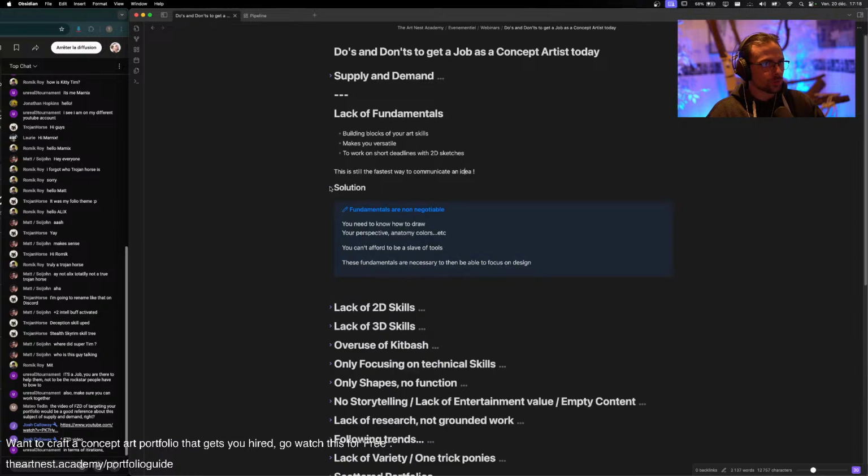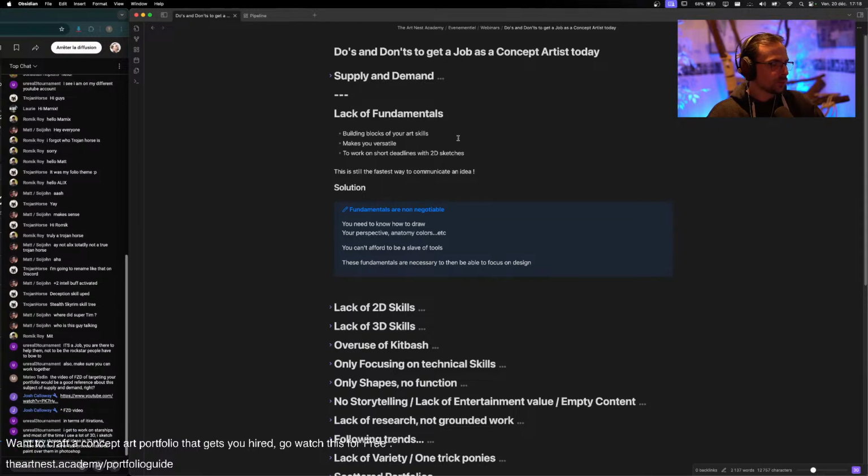So the solution, very obvious. We are starting with super basic, surface-level things. Fundamentals are non-negotiable. You need to know how to draw. You need to know your perspective, your anatomy, your colors, etc. You cannot afford to be a slave of tools. We're going to talk even more about that.